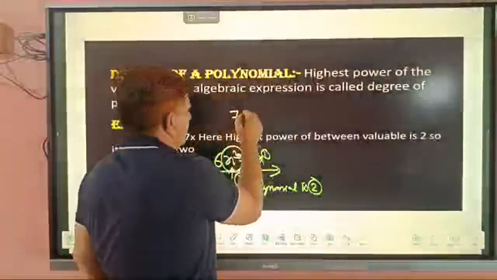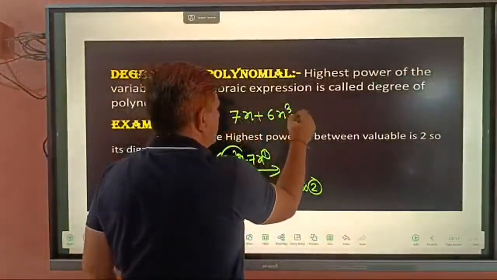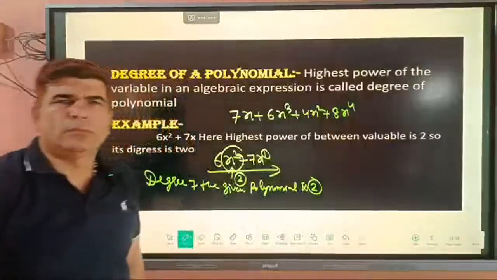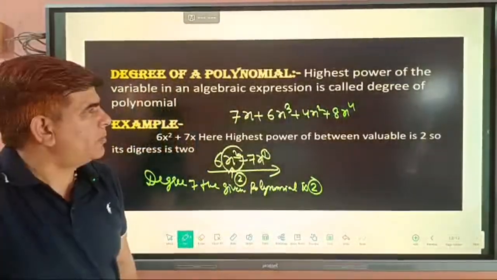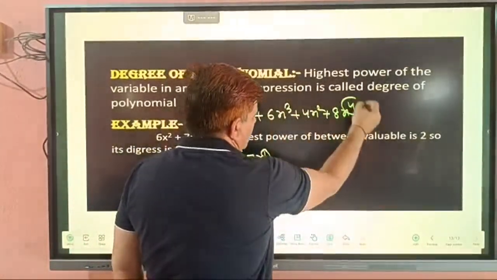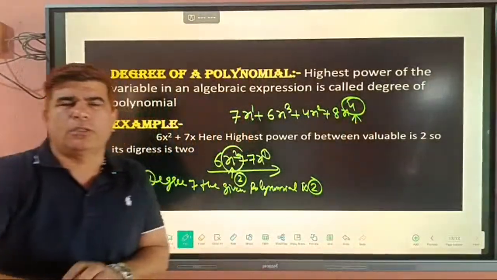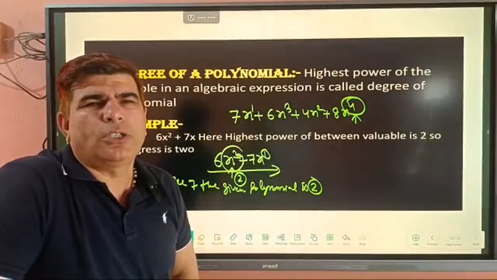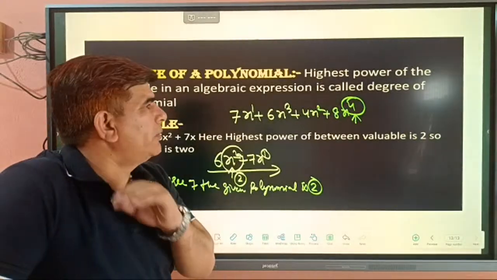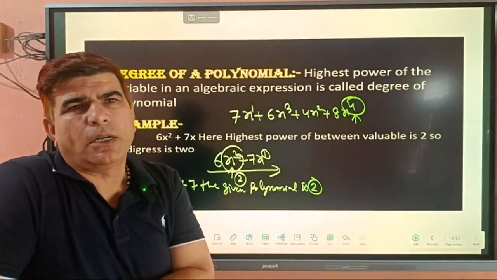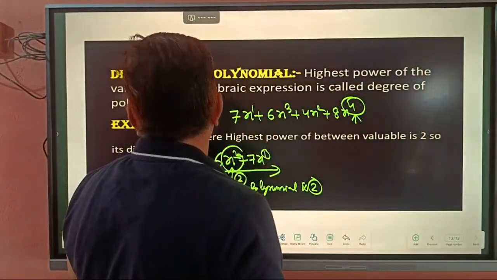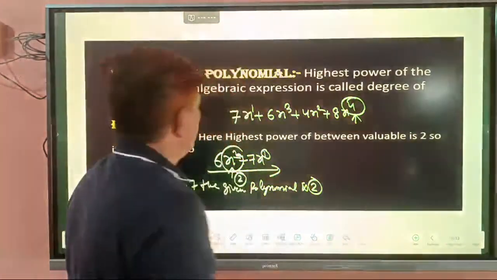I have written 7x plus 6x cube plus 4x square plus 8x power 4. So what's the degree of this polynomial? It's power 1, it's power 2, it's power 3, it's power 4. So the highest power is 4. So 4 is the degree of this polynomial. In this way we can find out the degree. Again, polynomials we can divide according to the degree of the polynomial.